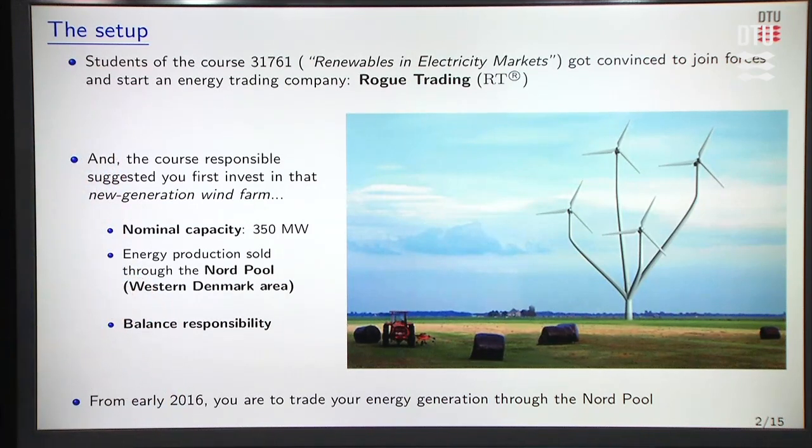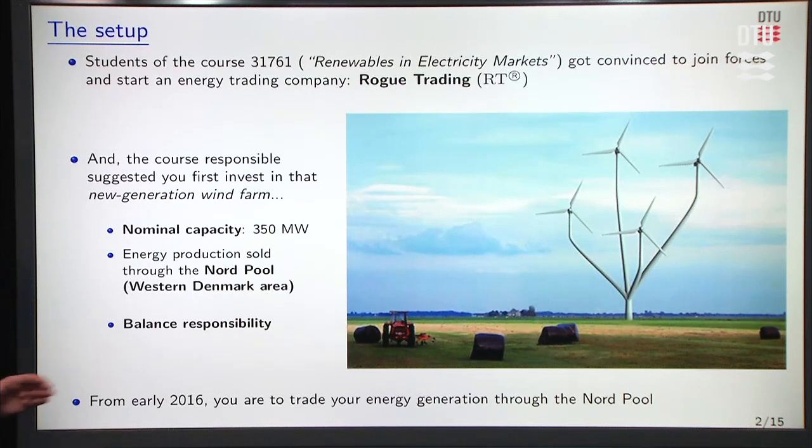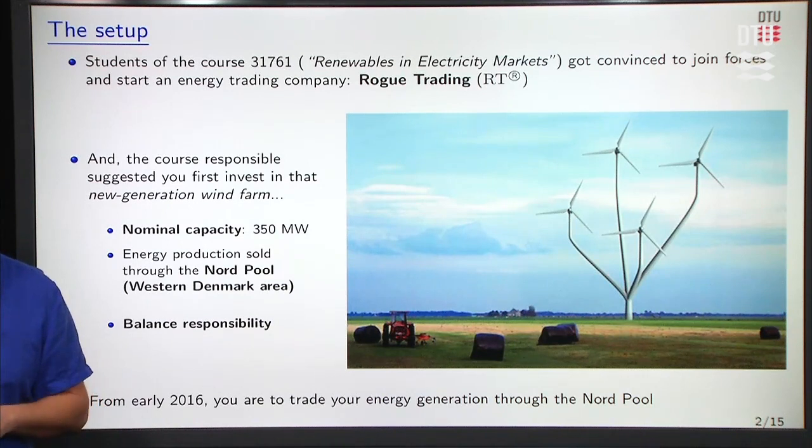Our energy production is to be sold through the Nord Pool, Western Denmark area, DK1. And finally, we'll have balancing responsibility, which means that we'll be financially responsible for any deviation between contracts through the day-ahead market clearing and actual delivery of energy in real time. From early 2016, we gathered data and we're now going to design some offering strategies to trade on the Nord Pool.